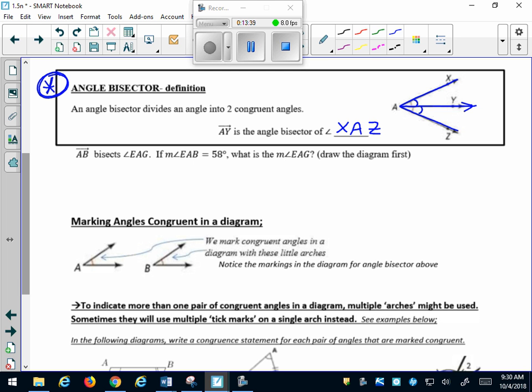Right, so AY is splitting XAZ into two congruent pieces. It's like if there's one slice of pizza left and there's two of you and you both want some. And you take the little knife and you slice it right down the middle. You don't want one person to get a triangle and the other person to get the whole crust, right? So you're going to get it right down the middle. You're basically bisecting that pizza tip angle, right? Cutting it right in half.